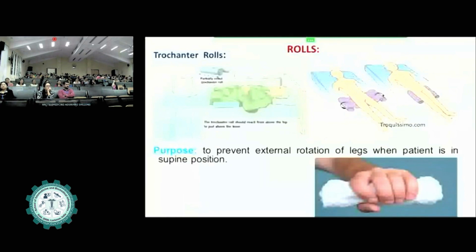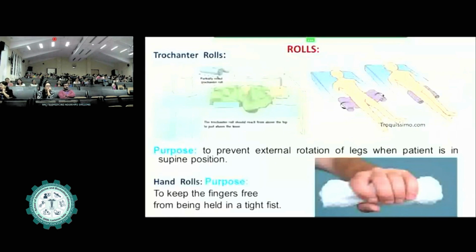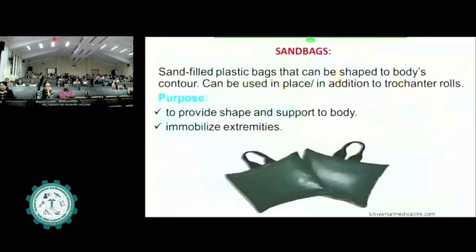Next is the hand roll. It is used for patients who are paralyzed or who are comatose. It keeps the finger free from being held in a tight fist. Next is sandbags. These are the sand-filled plastic bags that can be shaped to patient's contour and can be used either or in addition to trochanter rolls. The main purpose is to provide safety and support to the body and also to immobilize the extremities.